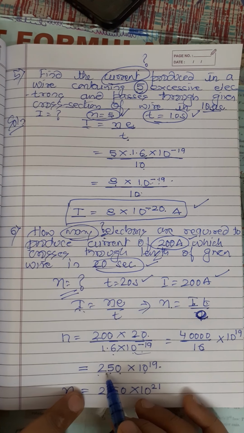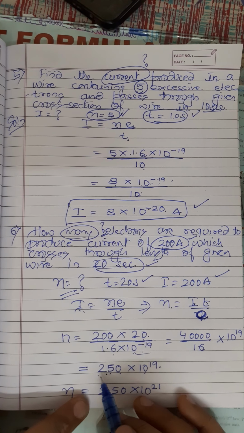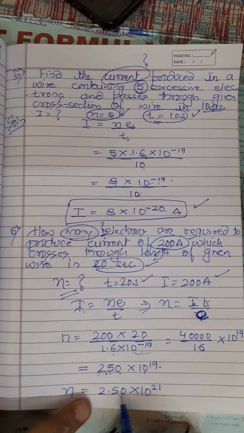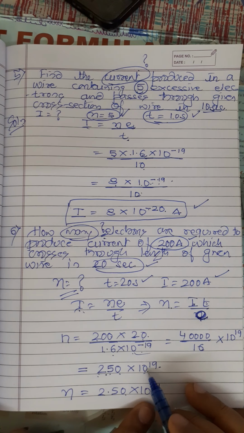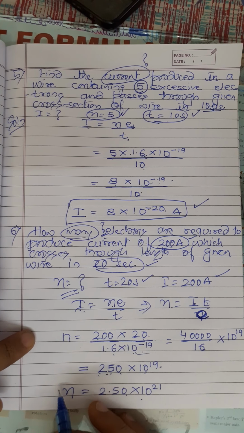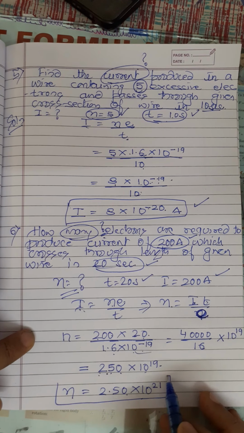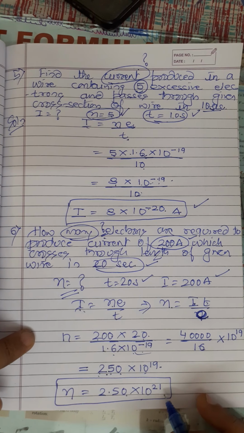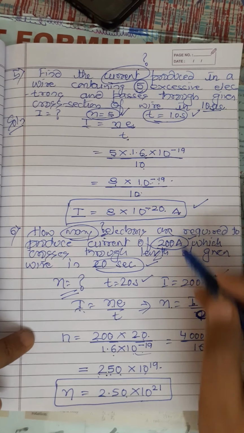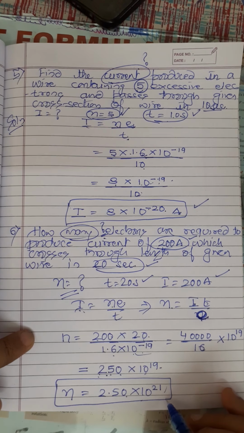To convert it into the scientific notation, we will multiply and divide with 100. Dividing 250 with 100, we will get 2.50, and multiplying this 19 with 100 makes it 10 power 21. Number of electrons are unitless. You don't have to put up the unit over here. Just like in case of current it is ampere, in case of charge it is coulomb. So over here you don't have to put up the units.